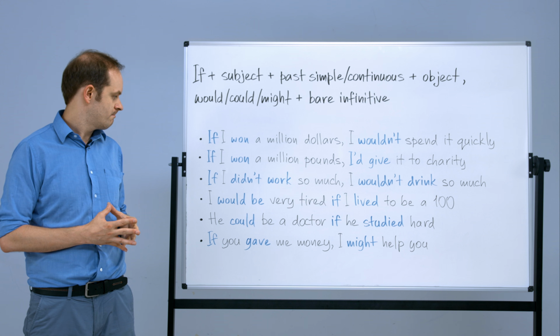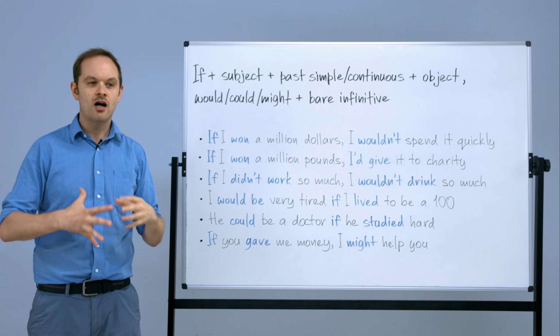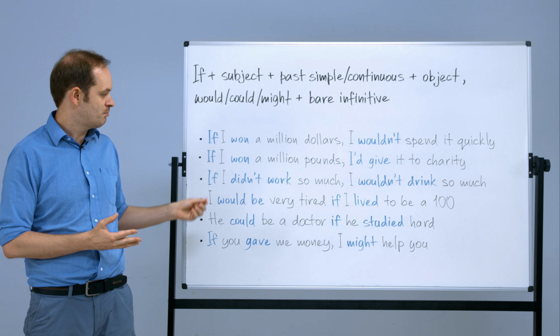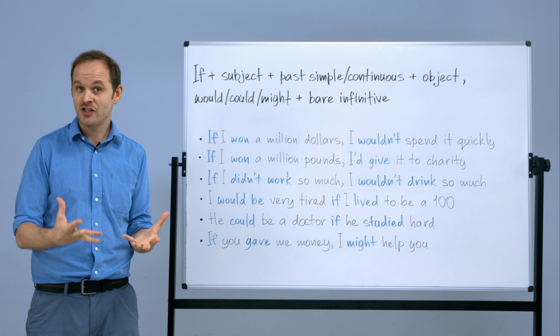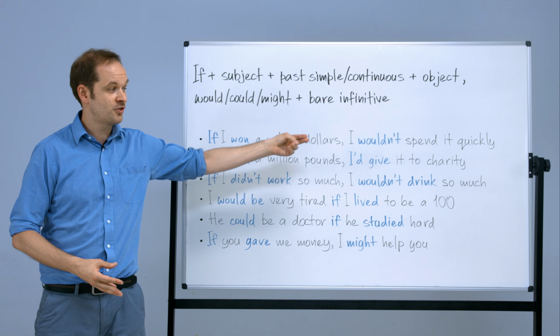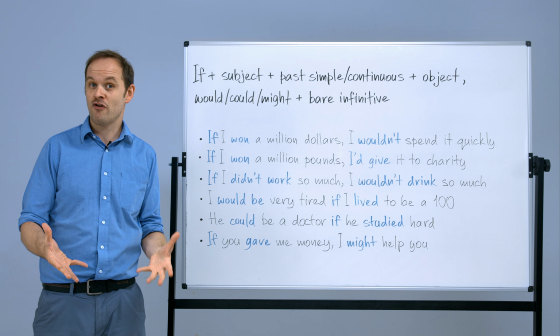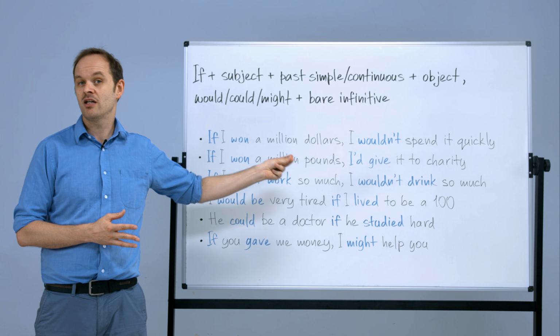If I didn't work so much, I wouldn't drink so much. Unreal situation. This person, by using the negative, is saying that they do work so much, and because they work so much, they drink so much. But if they didn't, the consequences would be that they would drink less. I would be very tired if I lived to be 100.